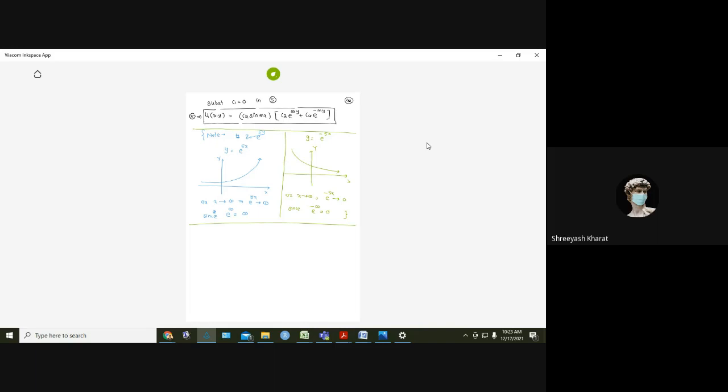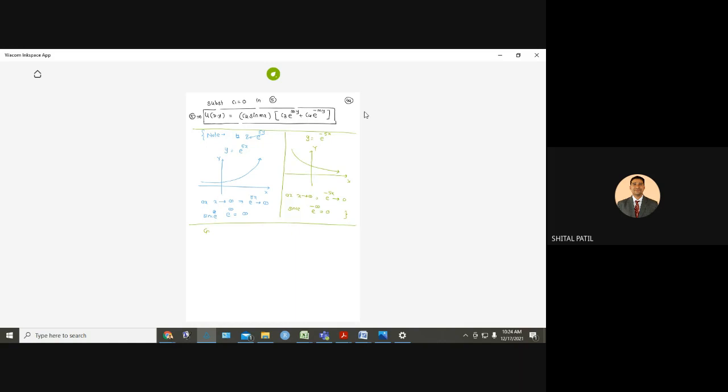Correct, if the exponential term is positive it will become infinite, and if it is negative it becomes 0. Clear? Yes or no? Okay, now let me continue. Now I'll start with the next condition.